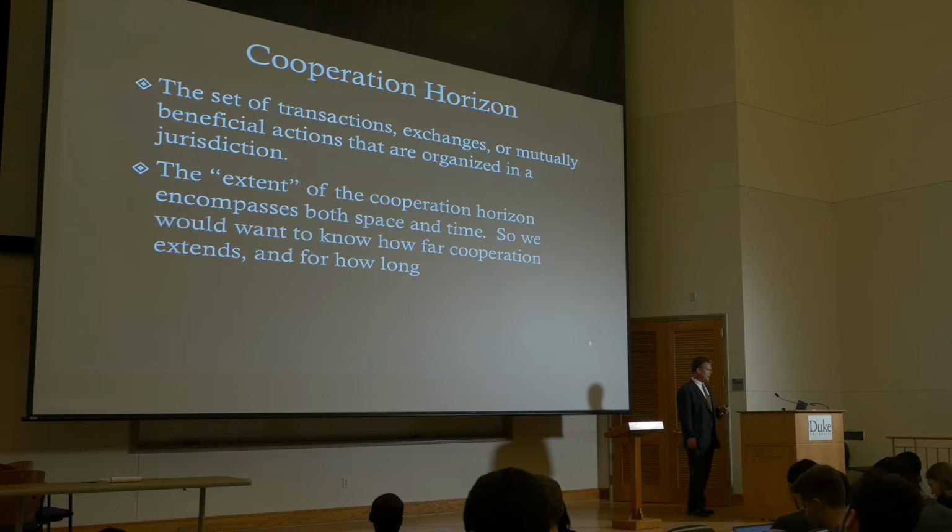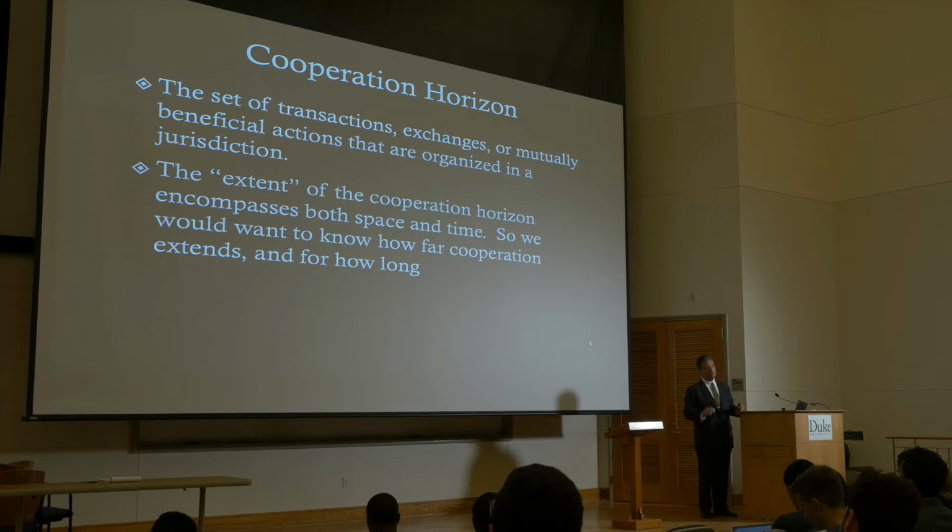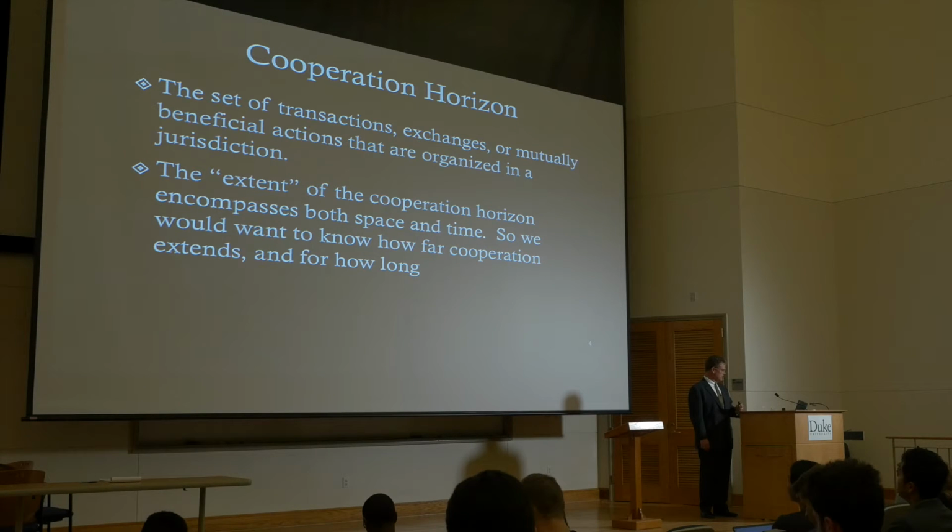So the cooperation horizon, the second thing I wanted to define, is the set of transactions, exchanges, or mutually beneficial actions that are organized in a jurisdiction. The extent of that cooperation horizon encompasses both space and time. So we want to know how far cooperation extends and for how long.